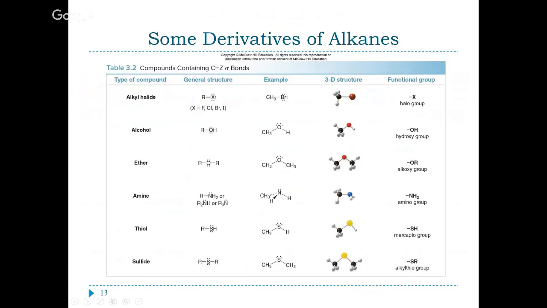Amines, we have nitrogen bonded. Thiols, we introduce an SH group similar to an OH group, but these alcohols and thiols have different properties. And sulfides are similar to ethers, where we've replaced a carbon that sits in the middle with a sulfur or an oxygen.